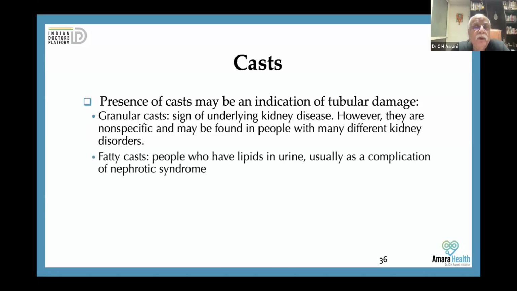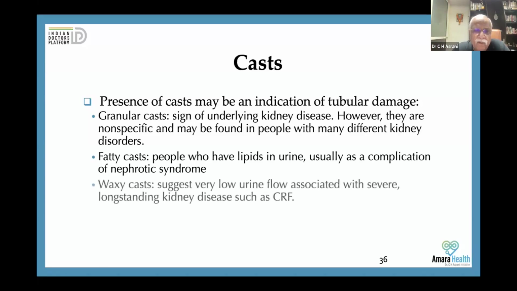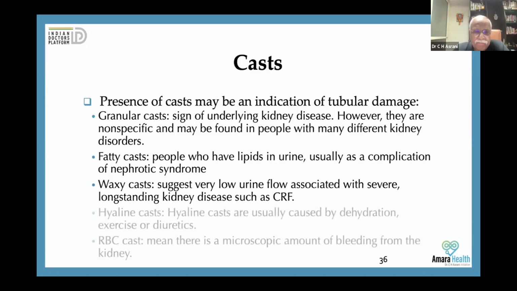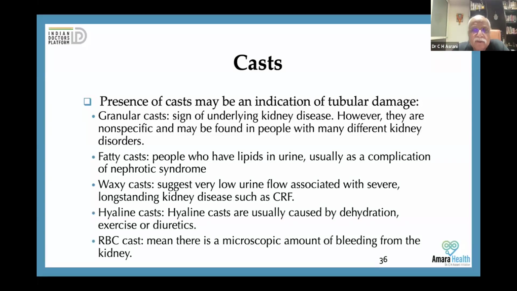Fatty cast, people who have lipids in urine. Who will have lipids in urine? Who have very high serum levels of lipid. Or maybe a complication of nephrotic syndrome. Waxy cast suggests very low urine flow associated with severe long-standing kidney disease such as chronic renal failure. Hyaline cast usually caused by dehydration and they disappear once the dehydration is corrected. Excessive exercise or diuretics. RBC cast means there is a microscopic amount of bleeding from the kidney.